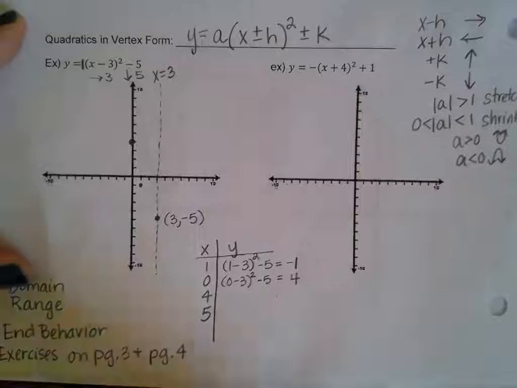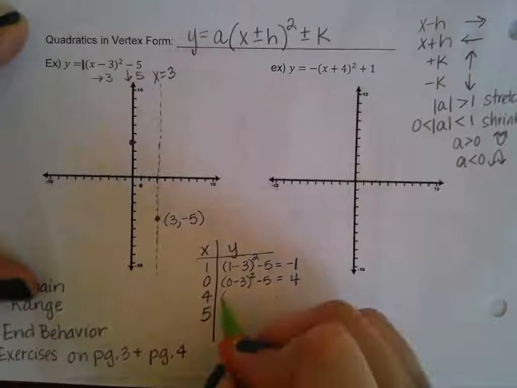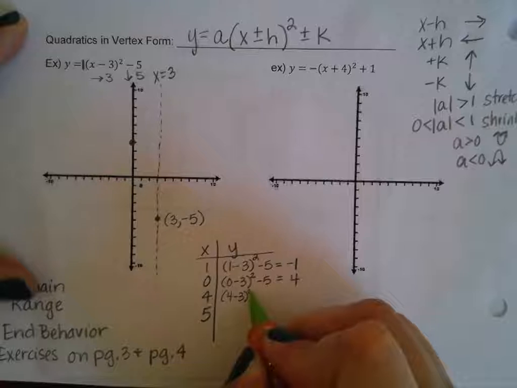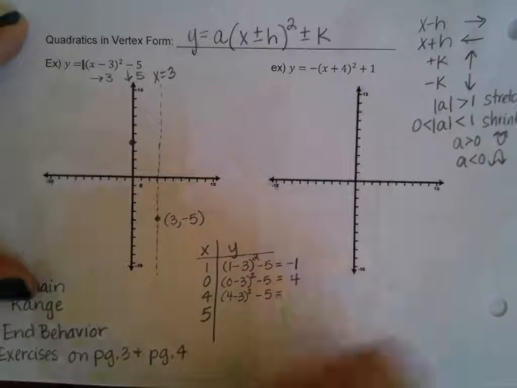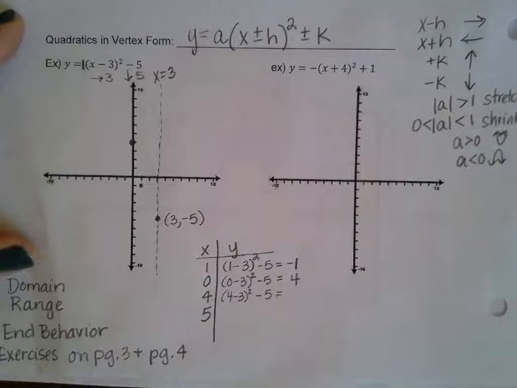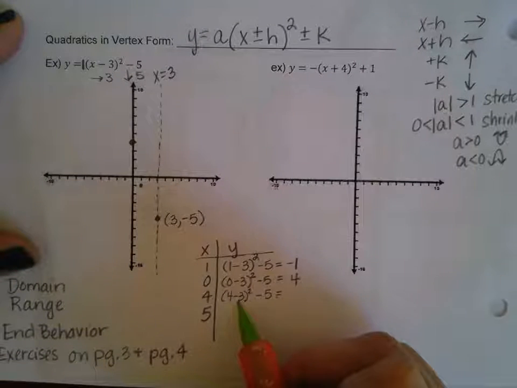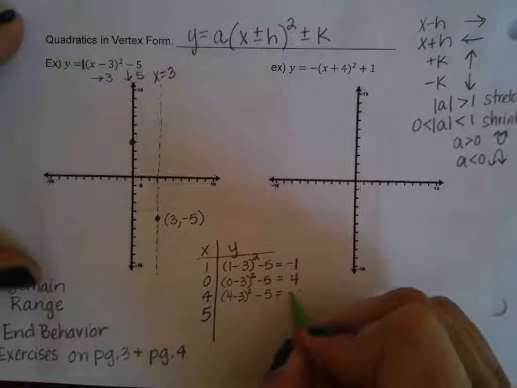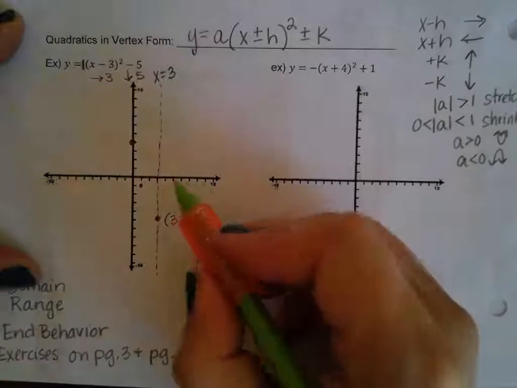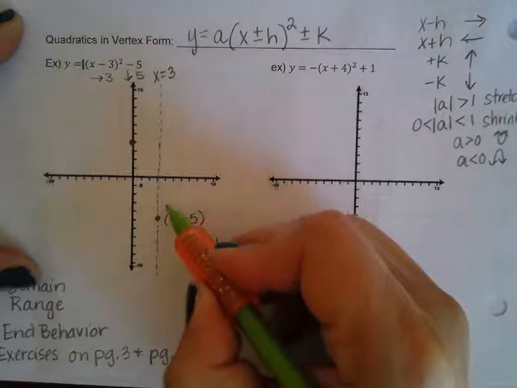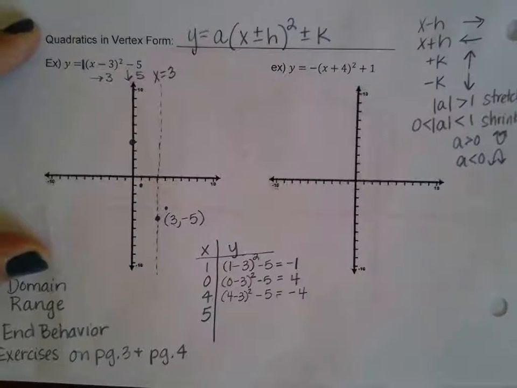Okay? Now, we do the other side. 4. Put a 4 in wherever you see an x. (4 minus 3) squared minus 5. So 4 minus 3 squared, that's 1. 1 minus 5 is negative 4. So at 4, we're going to be down 4. I didn't pick symmetrical points this time.